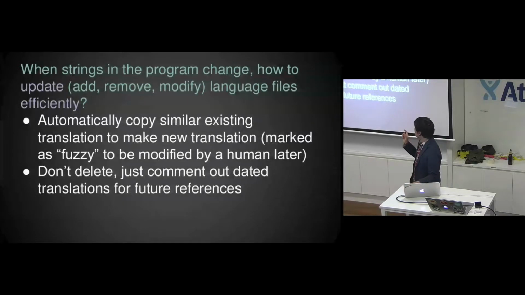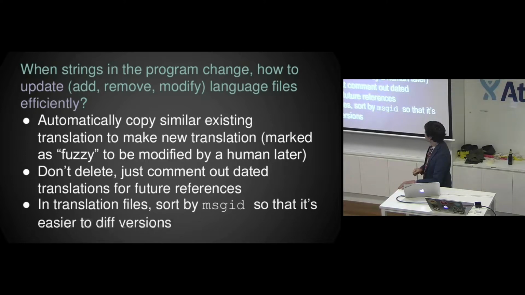Another tip is that we don't delete old translations, we just comment them out. Maybe in the future we will check them and use them to translate new strings that are similar to deleted strings. Another tip is that translation files are just text files, so when we update them, we need to diff between the versions. If we sort by message ID, it will be easier to see the difference between versions.